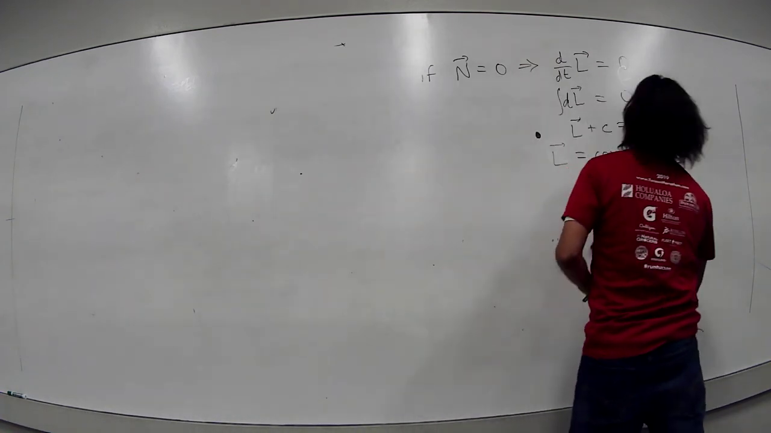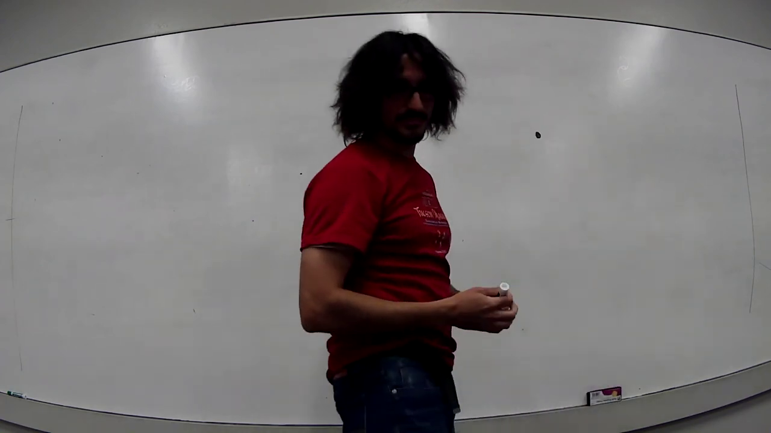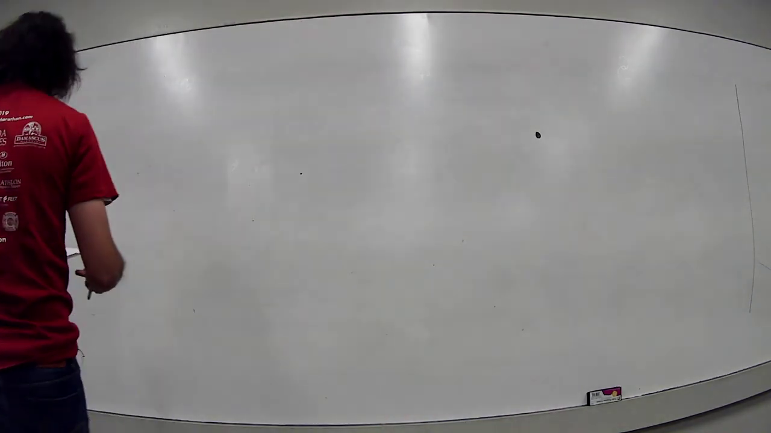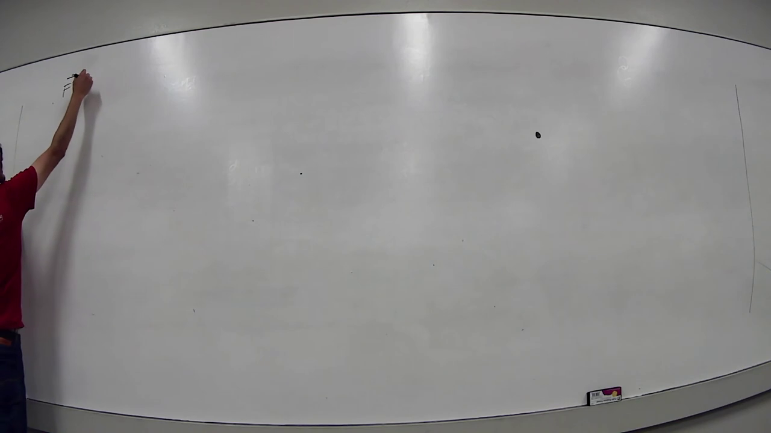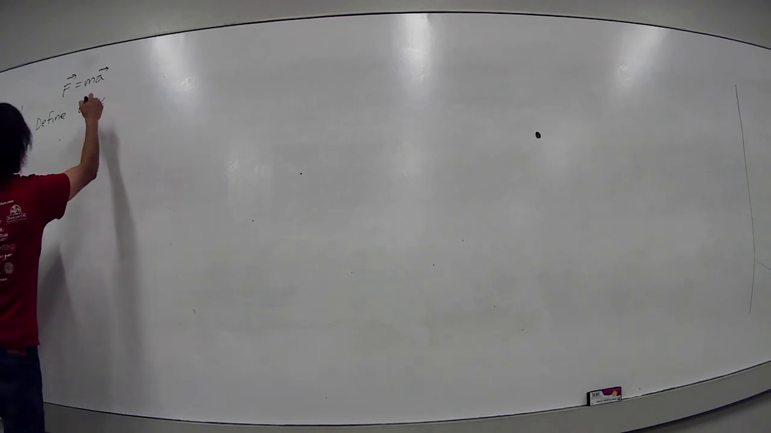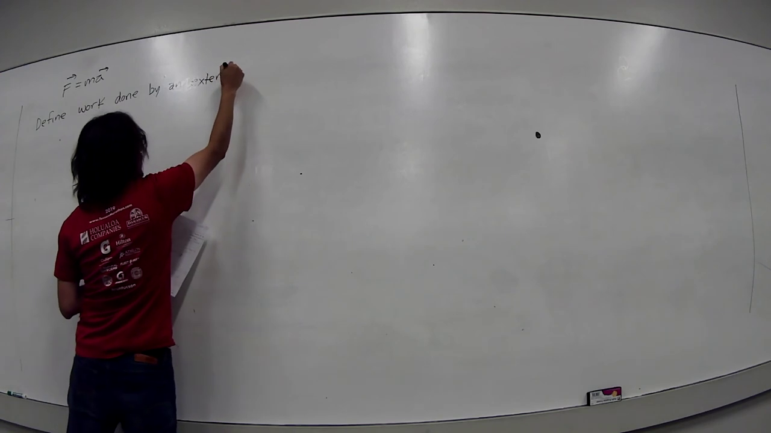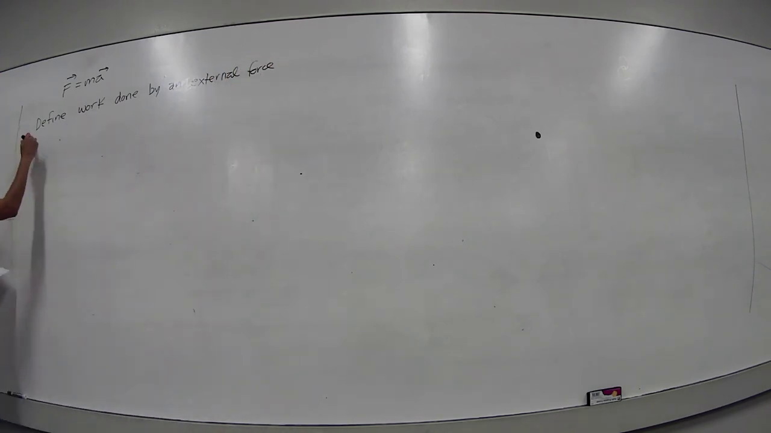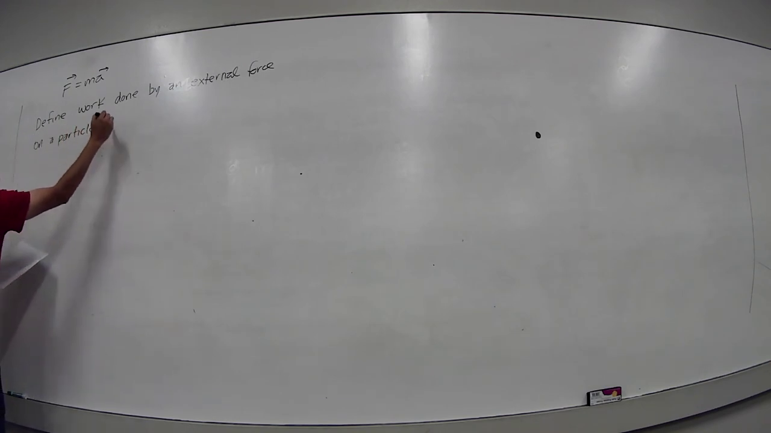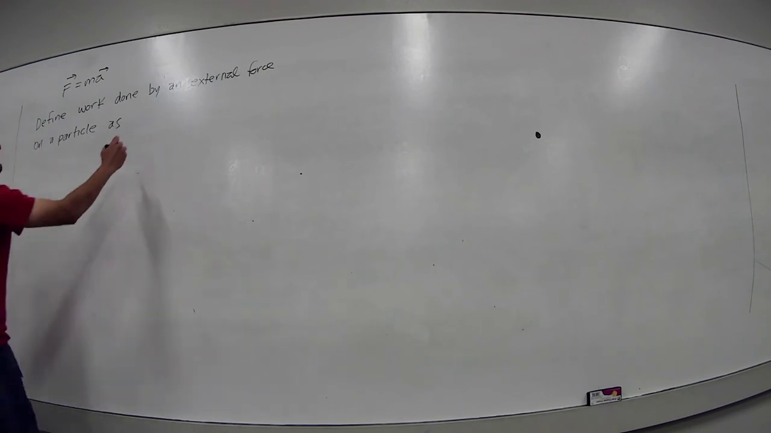So which one do you think the next one is? So this one also comes from more simple MA. So I guess Newton was onto something, huh? We define the work done by an external force between points 1 and 2.